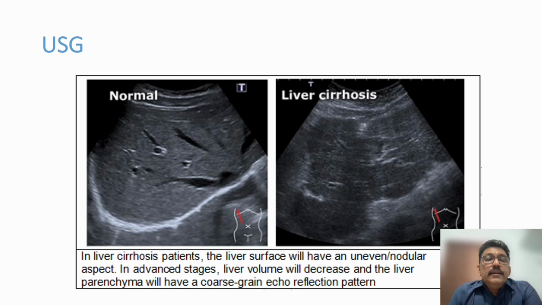In liver cirrhosis, one of the important investigations is ultrasound abdomen. In ultrasound abdomen, you can see here a normal liver and a cirrhotic liver. The liver surface will become uneven and nodular in cirrhosis. In advanced liver cirrhosis, the liver volume will reduce. Liver parenchyma will have a coarse echo texture. So these are the important findings.